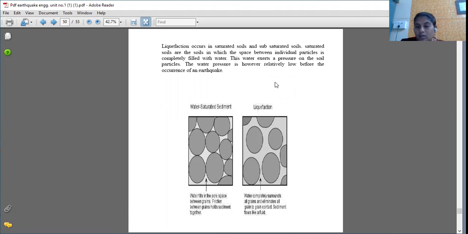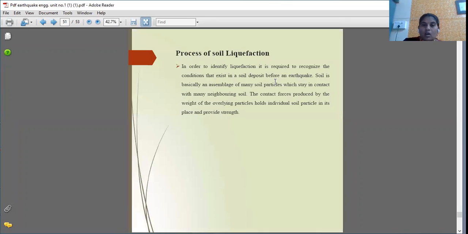occurrence of an earthquake. So already, you know, in liquefaction, because of the earthquake, the soil bearing capacity is going to be reduced, the soil strength is going to be reduced, and at last it will flow in terms of the liquid only. Now we'll see the process of this liquefaction.